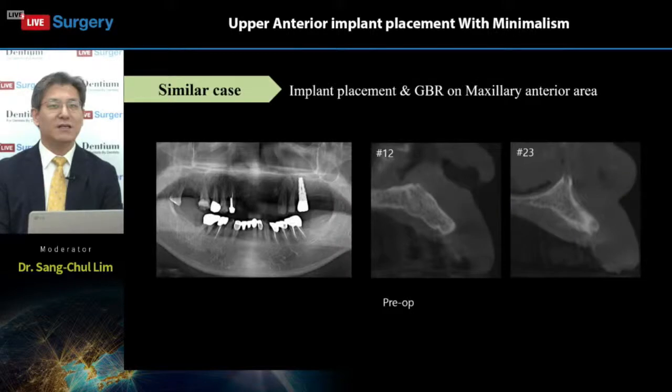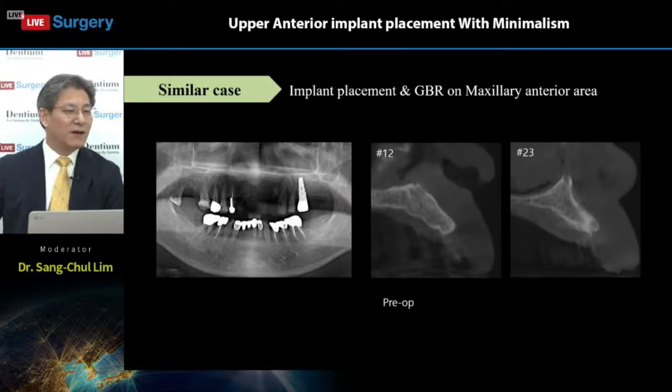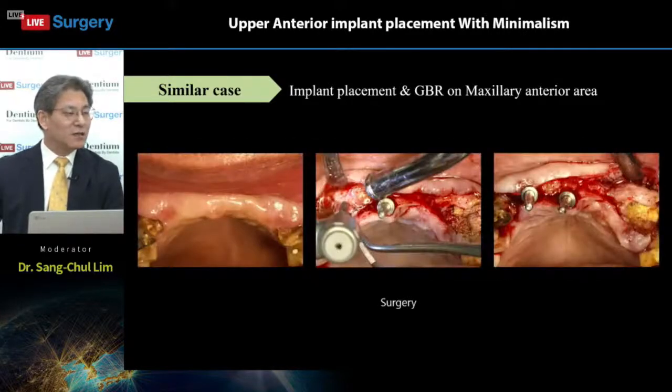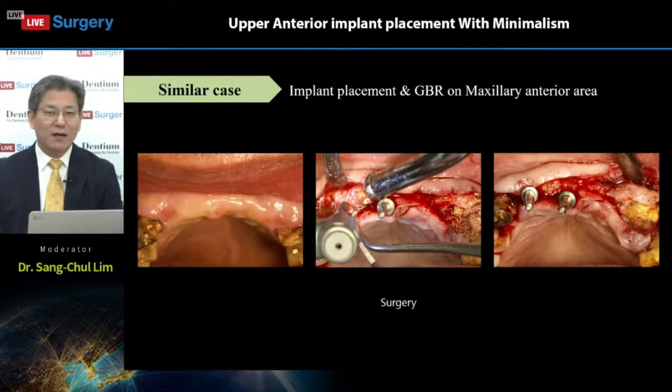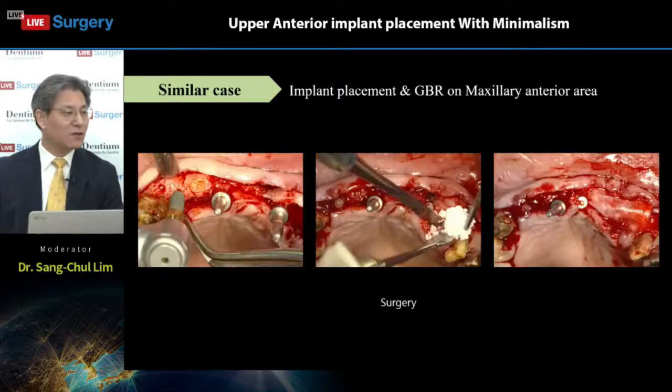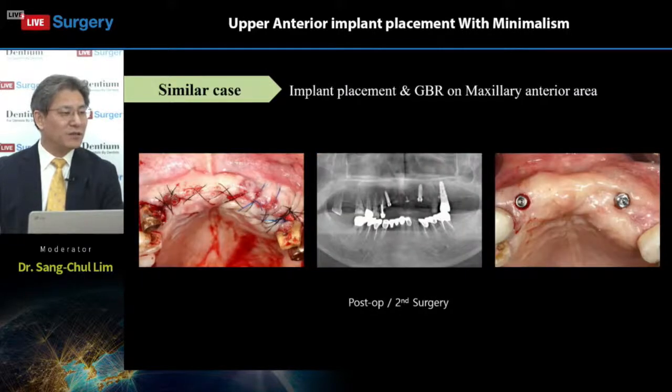This one is a similar case. As you can see, there is a very thin remnant of bone in the upper anterior. In this kind of case, strategic implantation is a very important factor to reduce the number of implants, with the minimalism concept. So select the wider bone bed area for the implant, and treat another big defect with the GBR procedure and simultaneous implantation. Finally, this patient got 2 implants in the upper anterior.